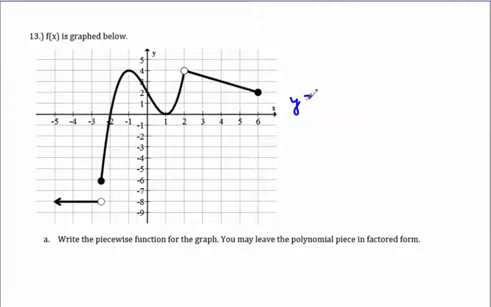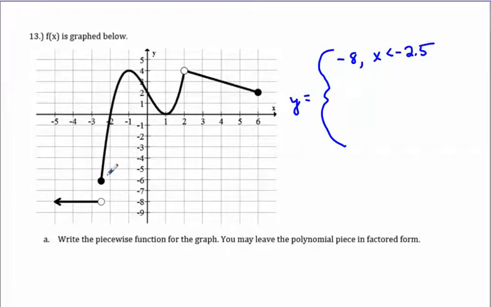So y equals, all right, the first piece on the left is this one right here, and the y is always -8. So that one is going to be -8. And that's going to be if x is less than, and let's go up and see what number this is. So actually, my drawing was a little bit off, but it looks like it's about -2.5. So if x is less than -2.5.